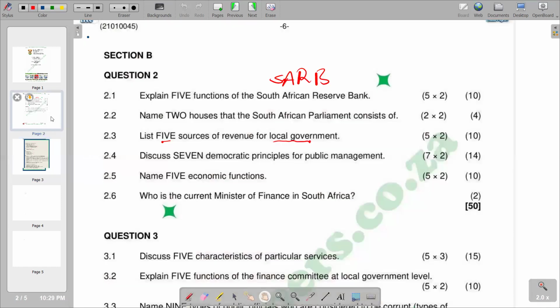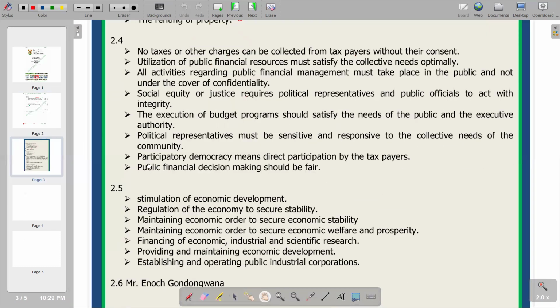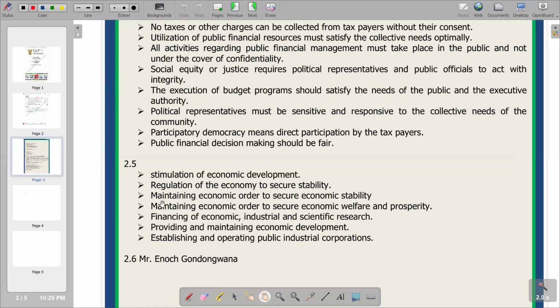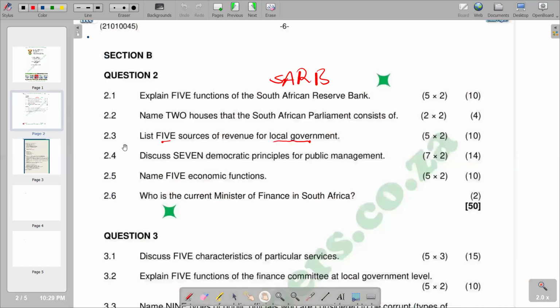Then we can move on to the next question, which is now 2.5, which says name 5 economic functions. Moving on to our answer section, in terms of our economic functions, we've got stimulation of economic development, regulation of the economy to secure stability. We also have maintaining economic order to secure economic stability. So the second one is regulation of the economy to secure stability, whereby the next one is maintaining economic order. We can just take note of the differences that we have there. You would see that this question requires 5 points, obviously each with 2 marks to give you a total of 10.